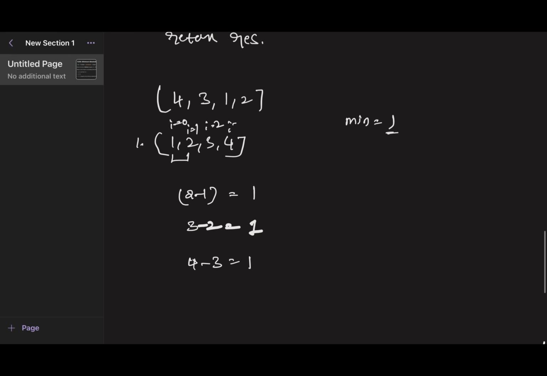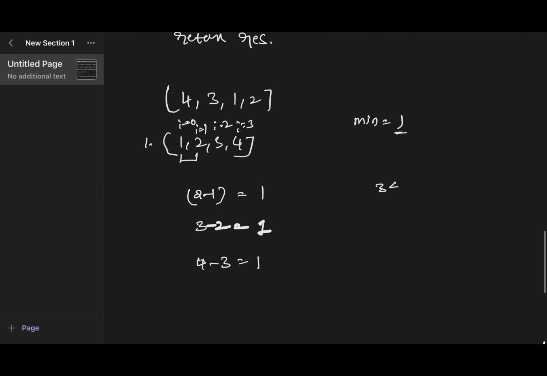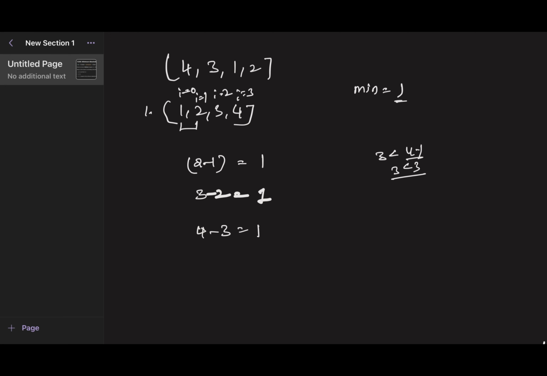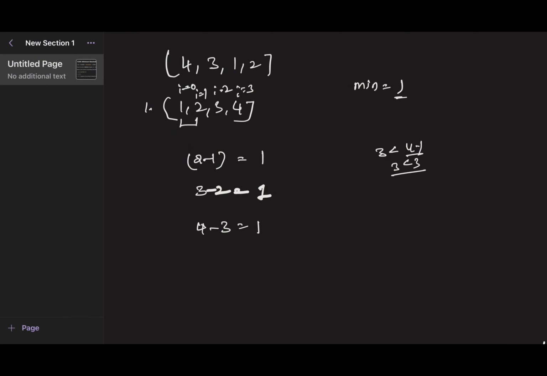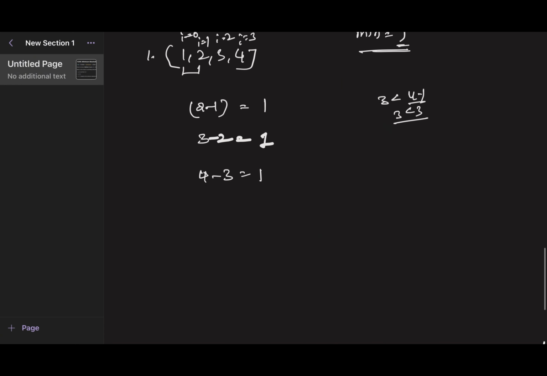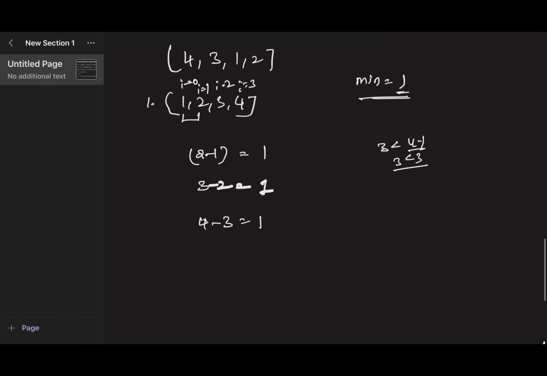When i is equal to 3, we check whether 3 is less than 4 minus 1, which is 3 again. 3 is less than 3? So the condition fails and the loop will be terminated. So now the minimum difference is 1. Now we will traverse the loop again and check all the pairs. We already know the minimum difference is 1 now.